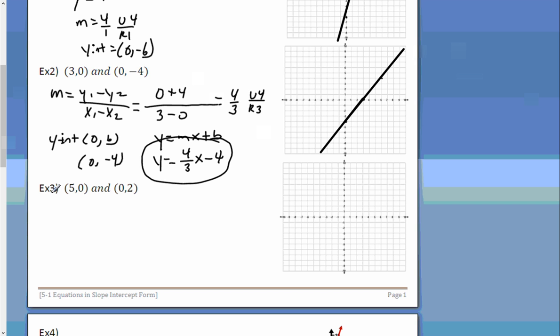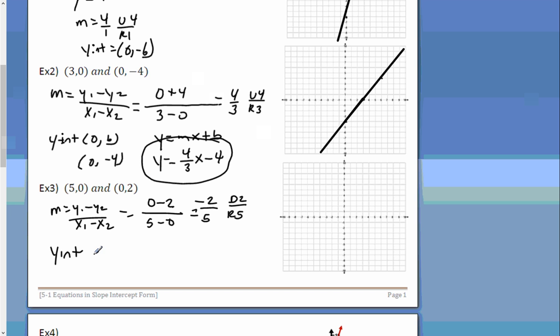Do the same thing as before. I don't know what the slope is, so I can use the slope formula. Slope formula is y1 minus y2 over x1 minus x2. So fill in the blanks. 0 minus 2 over 5 minus 0, and I get negative 2 over 5, right? Which is down 2, right 5. And my y-intercept is real easy because that 0 comma anything is a y-intercept. So 0 comma 2 is my y-intercept.